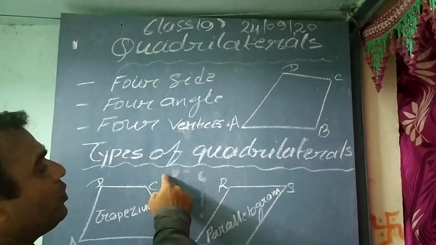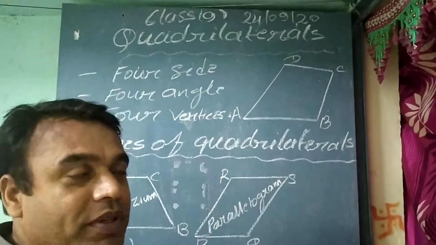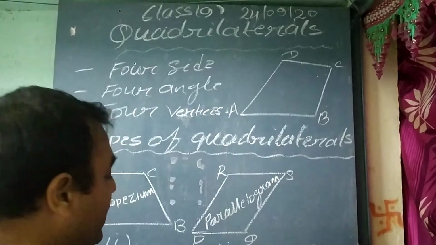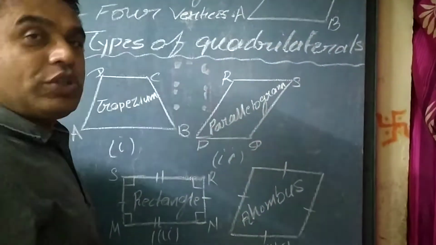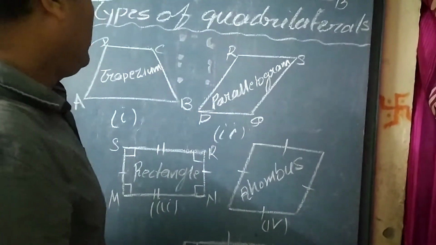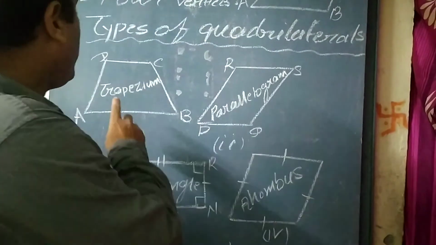Now today we are going to deal with the types of quadrilaterals. We have studied in the previous classes about the trapezium, parallelograms, rectangle, rhombus and the square. So today we are going to deal with these figures and we will see the difference between these figures. So first of all, trapezium.